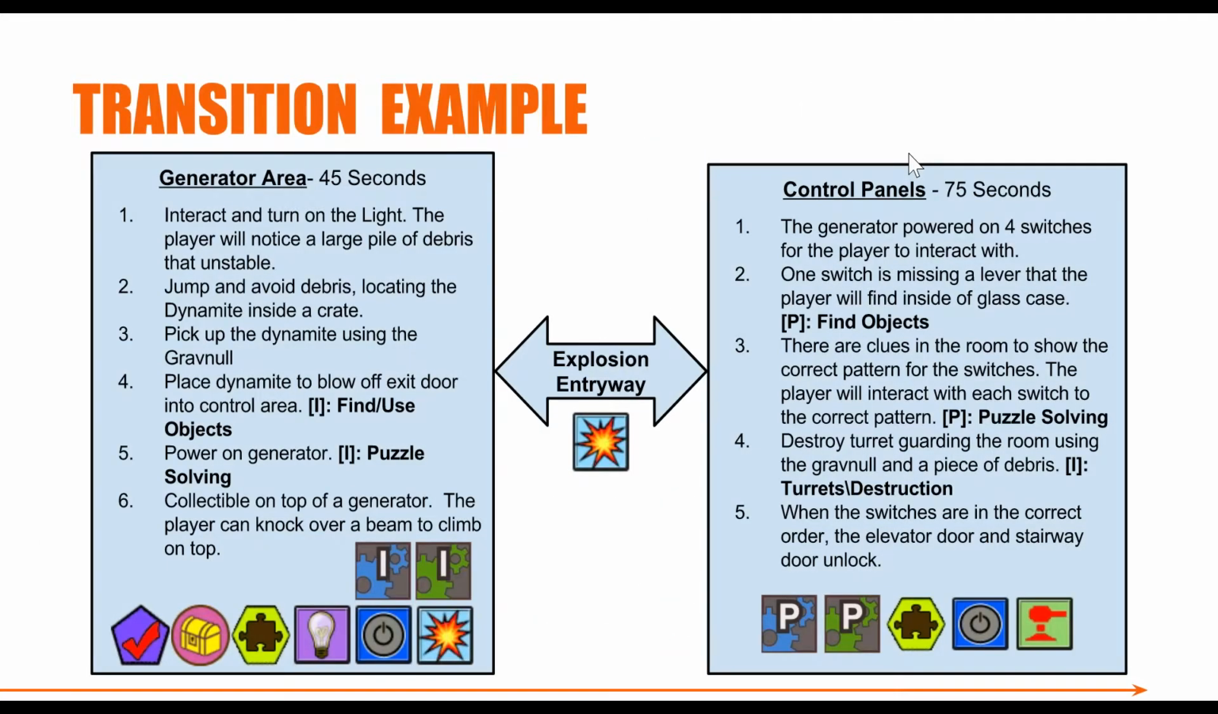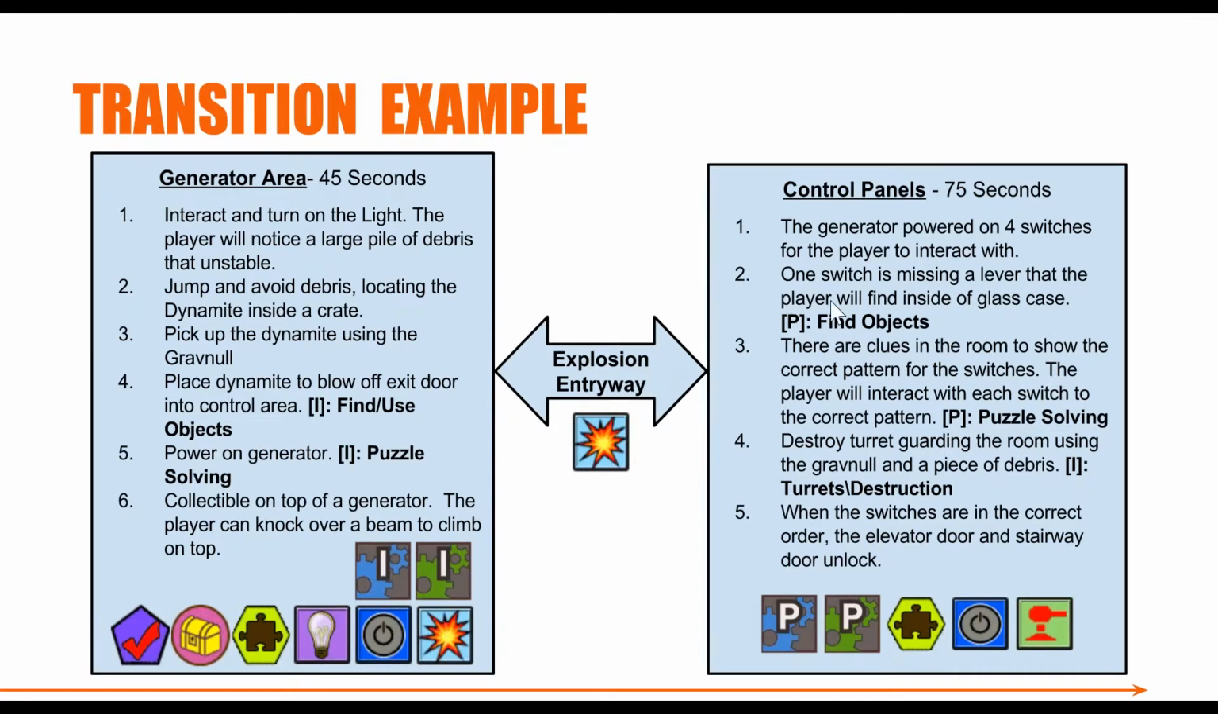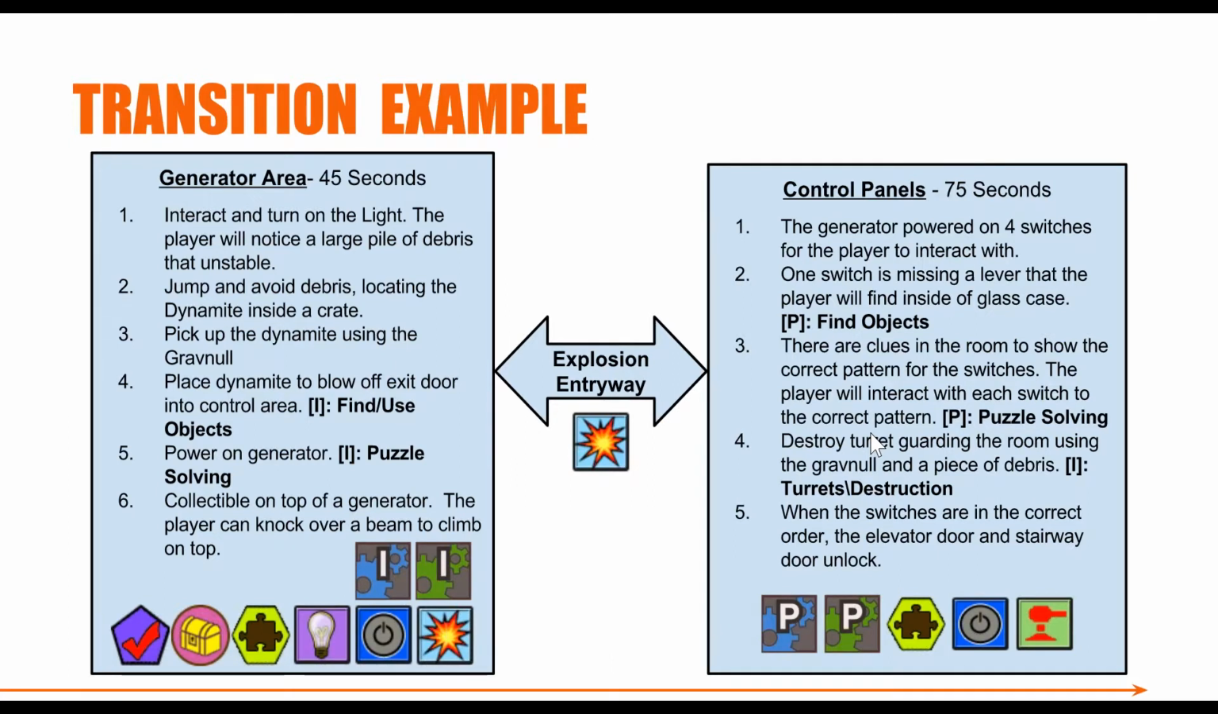All right, here's an example of a transition. Real quick, we have the generator area on the left side, and the control panels interactive area on the right. So you can read through. I won't read through all the setup, so if you want to pause and read through these, feel free to do so. But this just shows that on the left-hand side, we find the dynamite and use that to blow a hole in the wall, which will allow you to transition into the control panel area. Once that hole has been created and the wall exploded through, we're able to walk back and forth between the generator area and the control panels using that two-way transition.